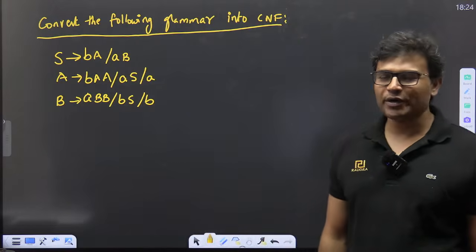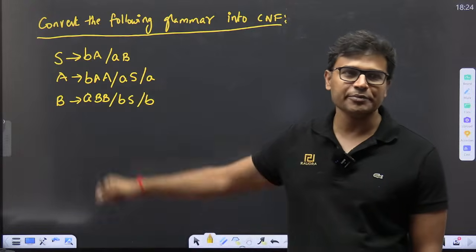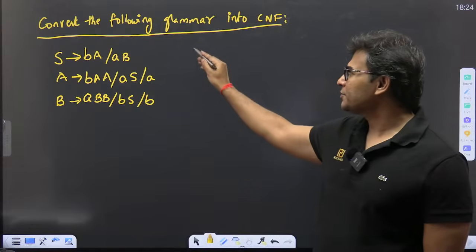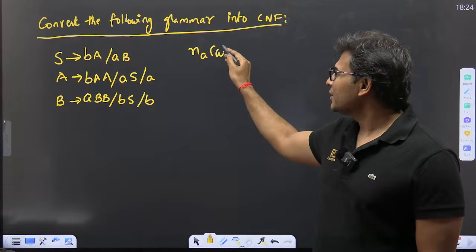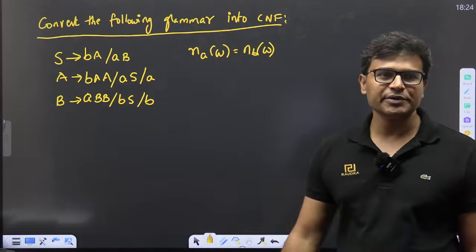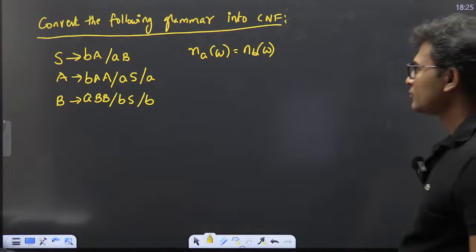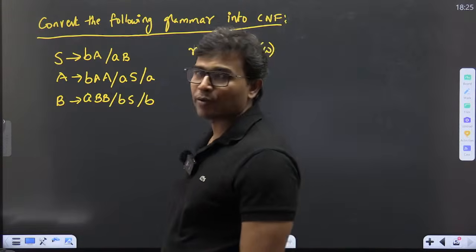Okay, let me give you a hint. This grammar generates the set of all strings which contain an equal number of A's and B's, which means the number of A's in the word W is equal to the number of B's in the word W. Equal number of A's and B's.